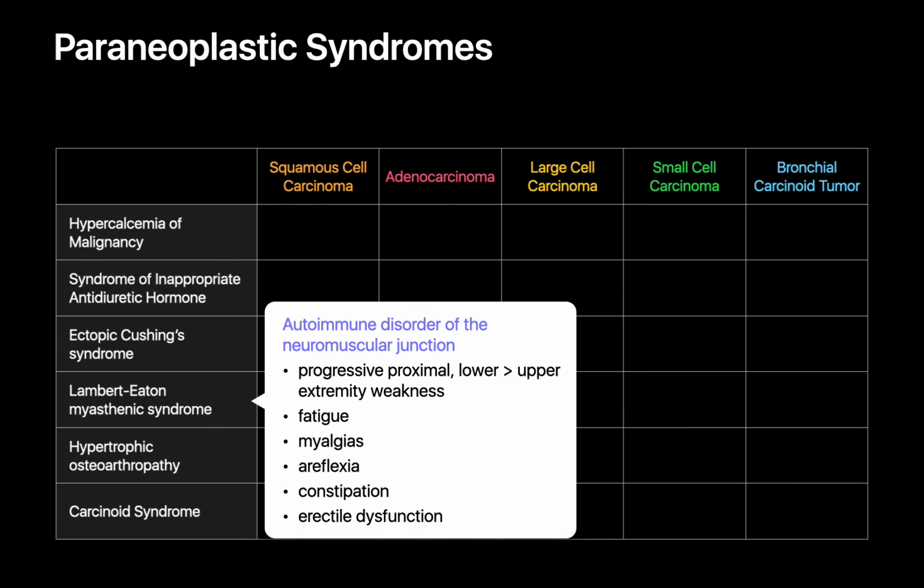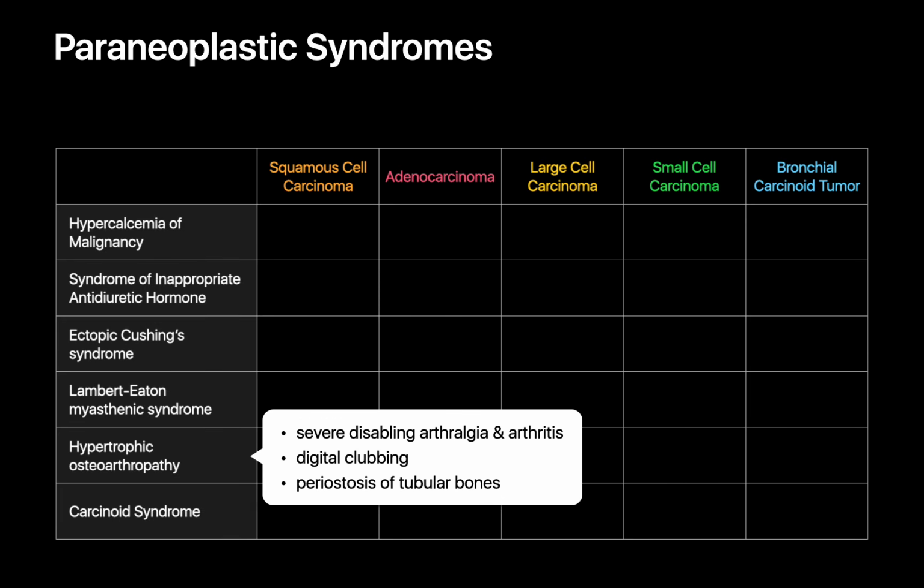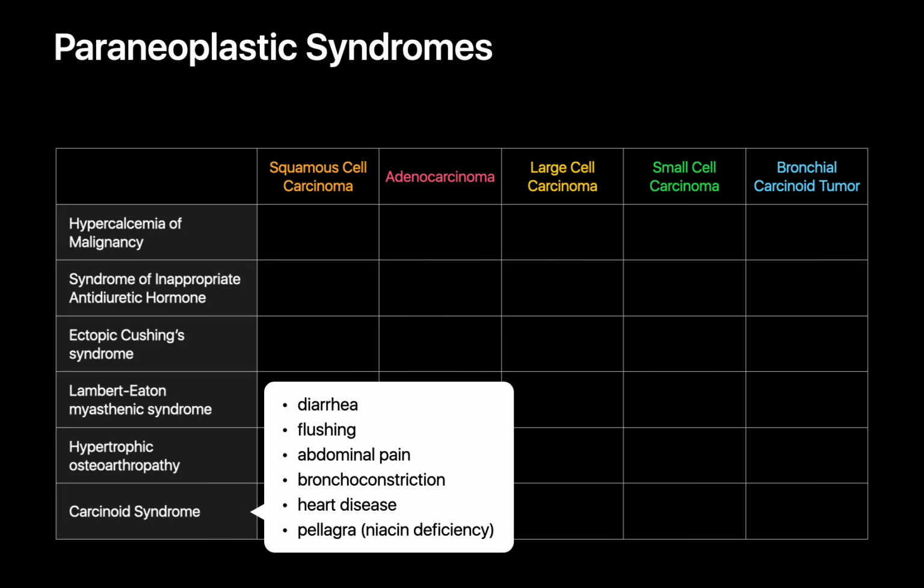Lambert-Eaton syndrome, caused by an autoimmune disorder occurring at neuromuscular junctions, which can result in progressive proximal extremity weakness. Hypertrophic osteoarthropathy, which can result in periostosis and joint inflammation. And carcinoid syndrome, which can cause symptoms such as diarrhea, flushing, bronchoconstriction, and abdominal pain.